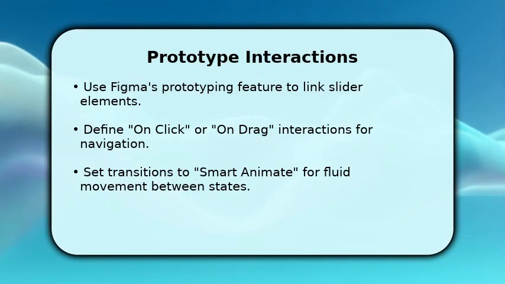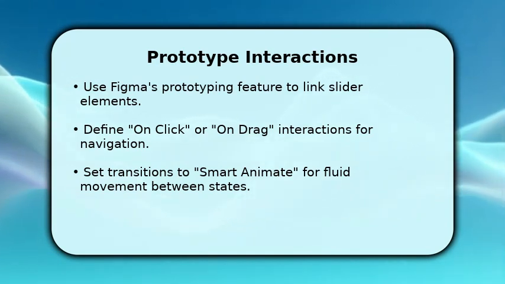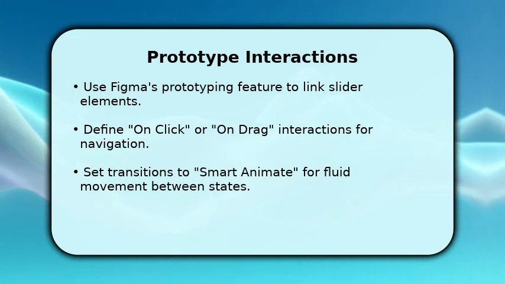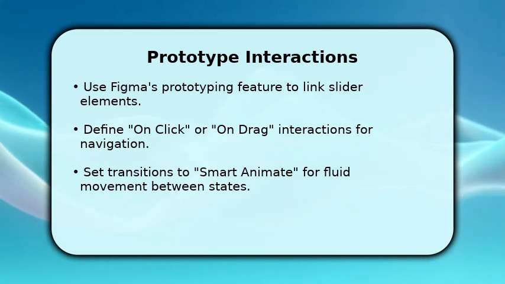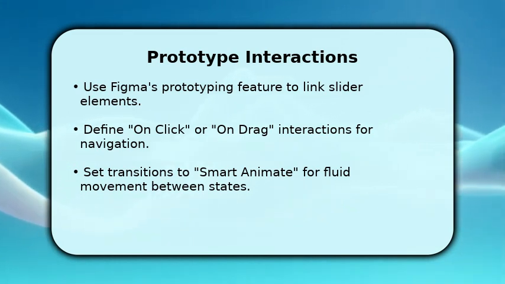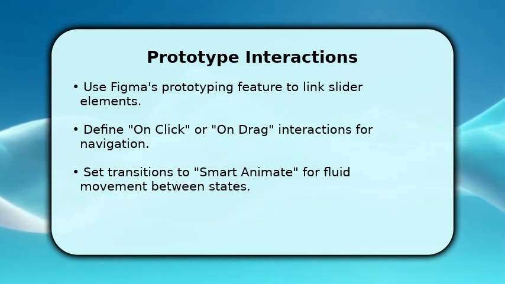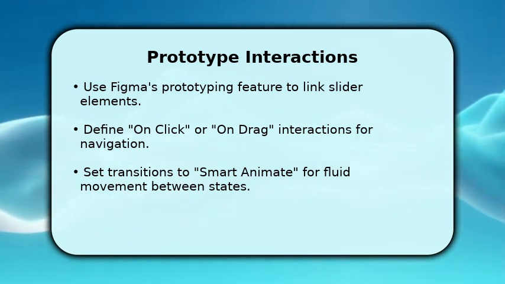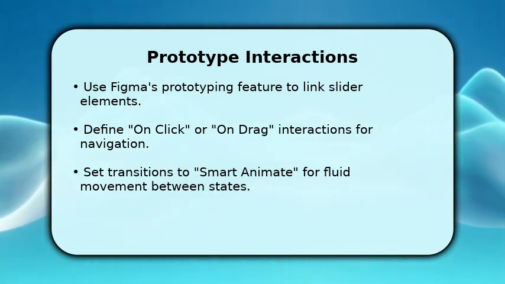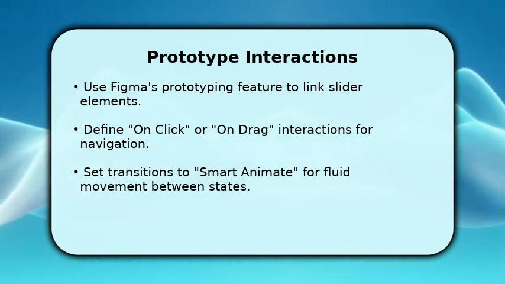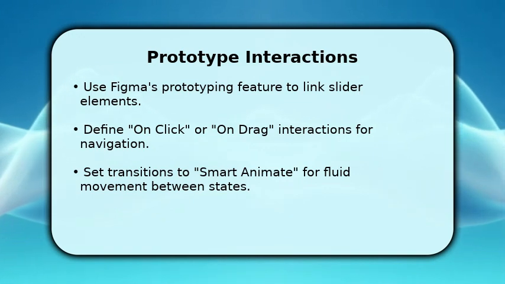Now, let's bring your slider to life using Figma's powerful prototyping tools. Select your first image and connect it to the next one using an interaction. Choose an on-click or on-drag trigger, depending on how you want users to navigate. Crucially, set the animation to Smart Animate with an easing of ease out and a duration of around 300 milliseconds. This creates a smooth, professional transition between each image, making your slider feel responsive and engaging.